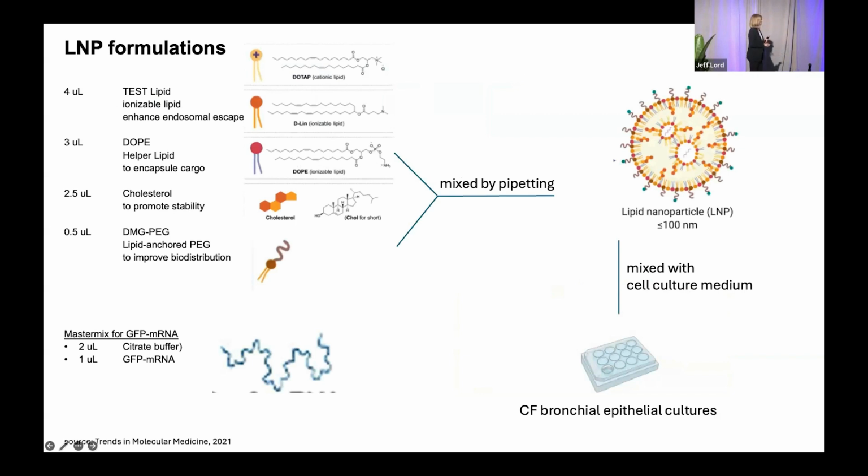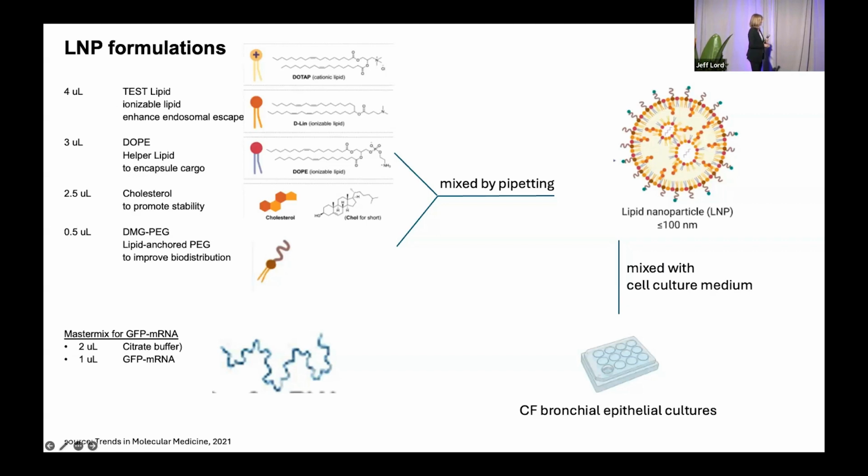So there's a test lipid, and that's either an ionizable lipid or cationic lipid. It enhances the endosomal escape, to release the messenger RNA from the LNP. Then there's a lipid called DOPE. It's a helper lipid. It's supposed to encapsulate the cargo. Then these LNPs have cholesterol to promote stability. And then they have this DMG-PEG lipid that anchors the lipid in the membrane, and it improves the biodistribution. And now recently we have a fifth component, and these are the short LNPs that have certain signals attached that bind to certain proteins.